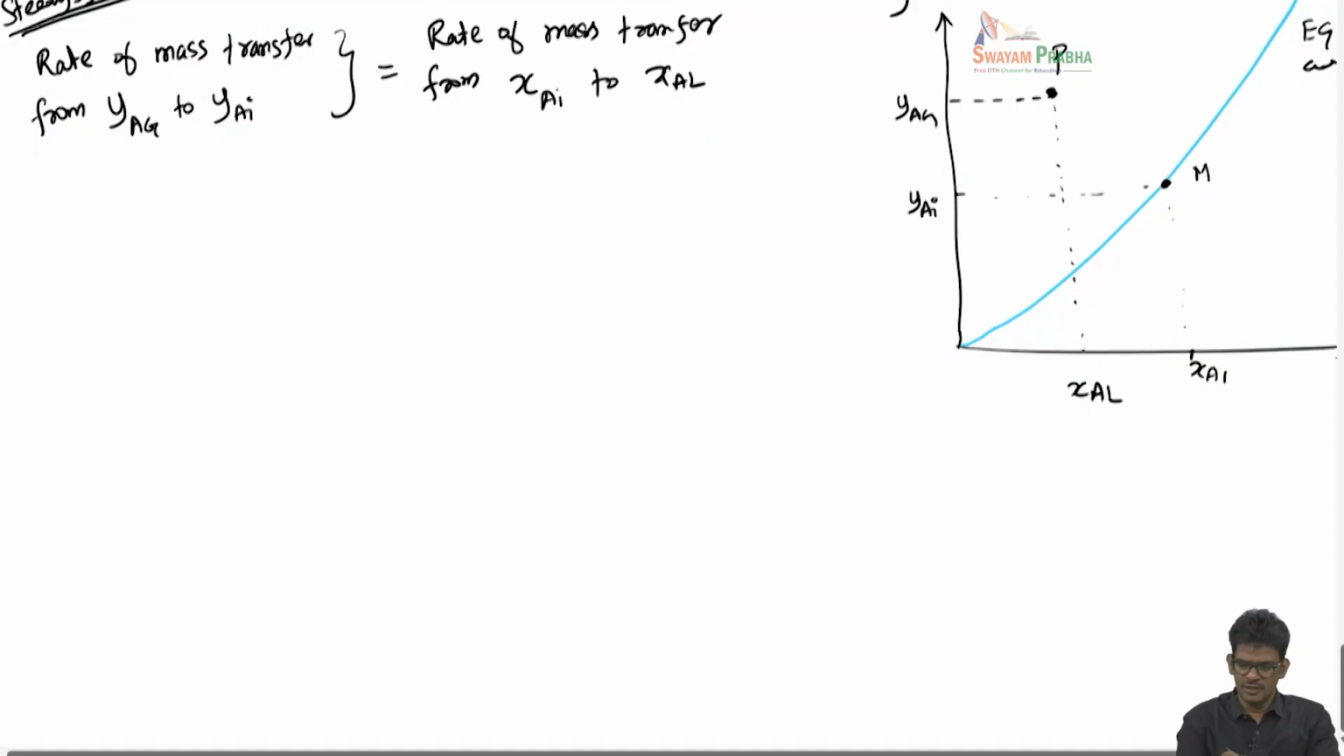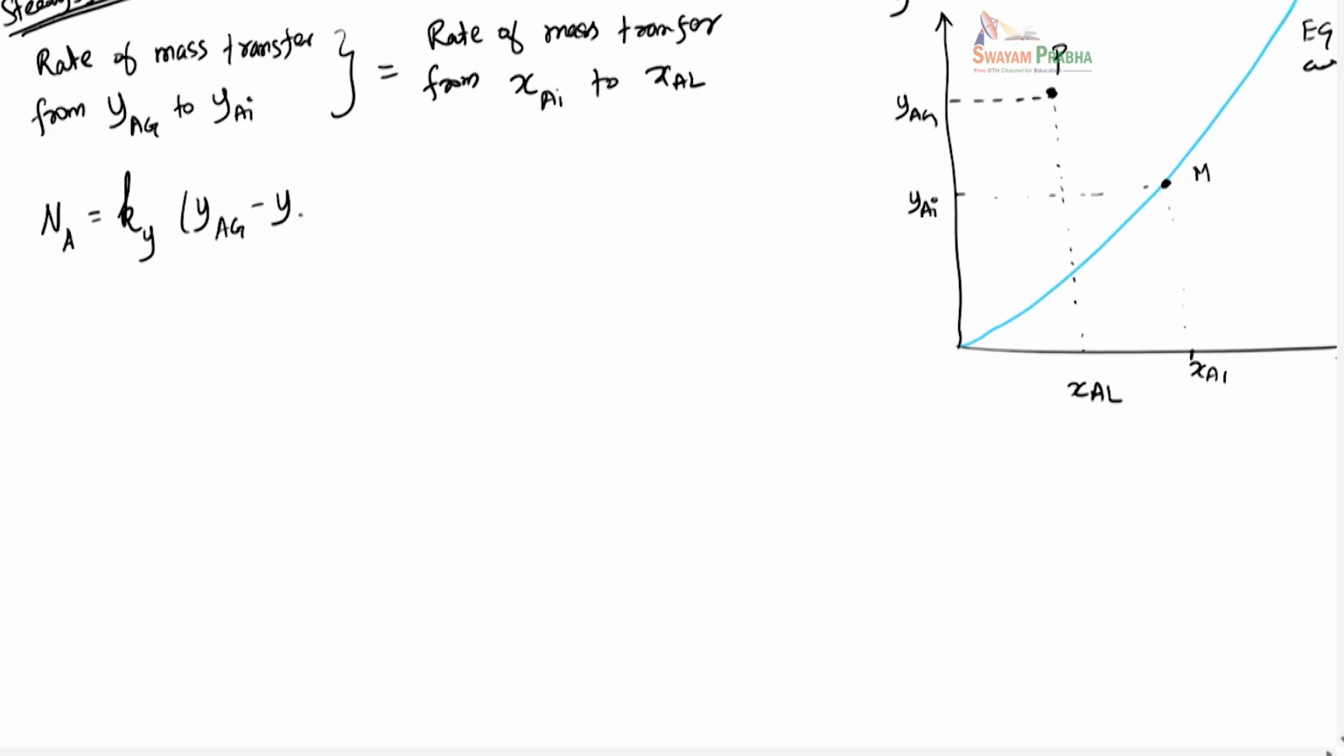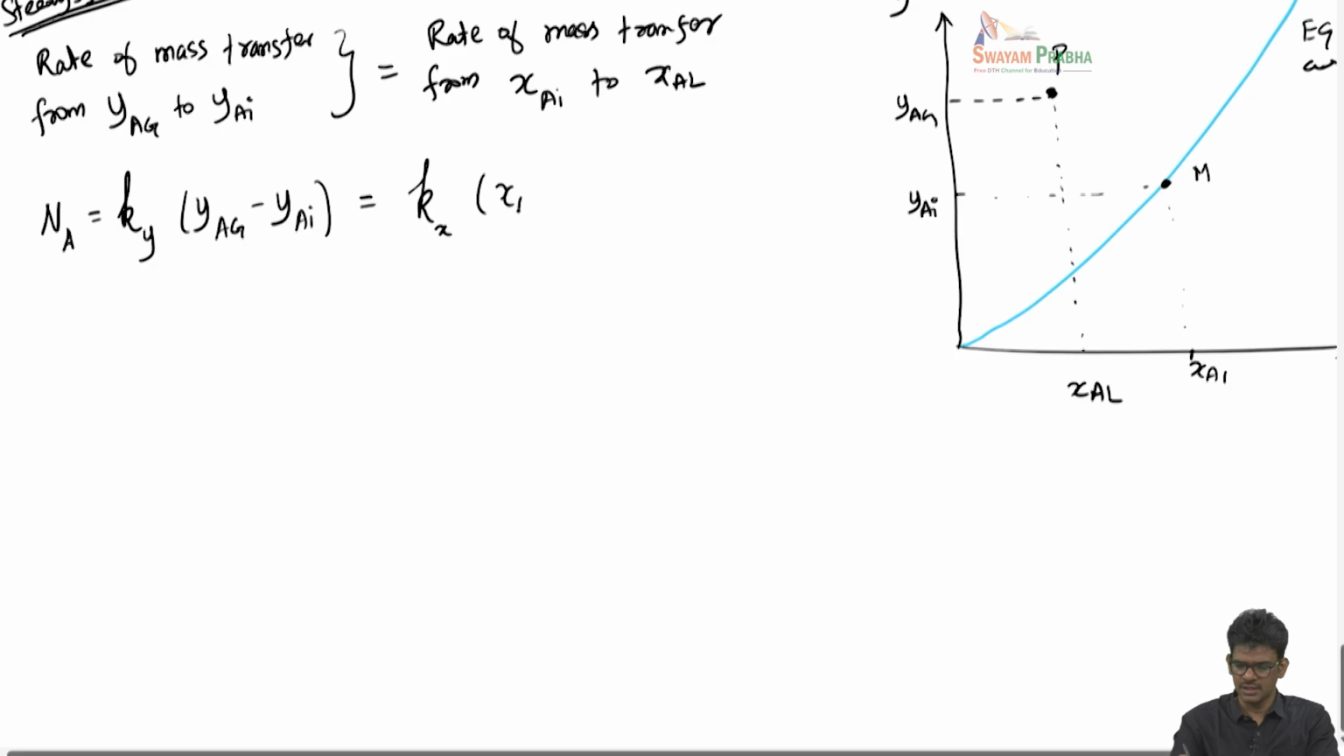So now if you want to write this mass transfer, we can use NA equal to KY into (YAG minus YAI). This should be equal to KX into (XAI minus XAL).